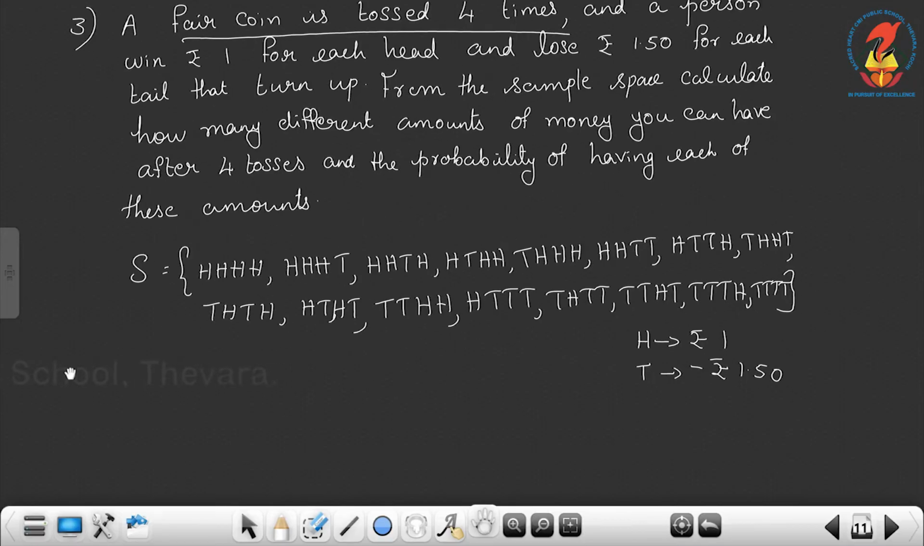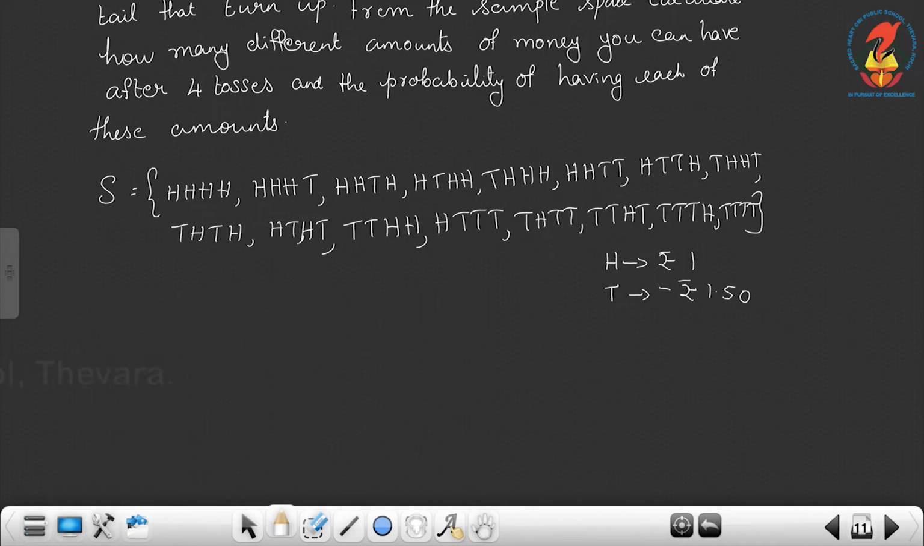So for 4H, the first outcome is 4H. For this 4H, how much money do we get? For each head rupees 1. So for 4H, rupees 4 we get. Okay. Now look at the cases.